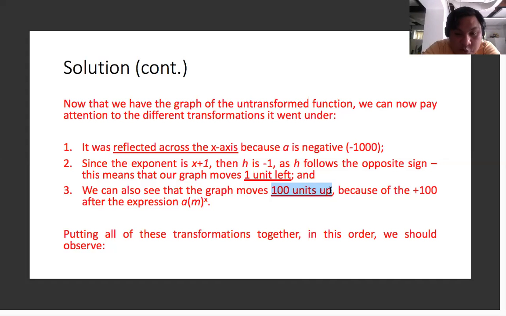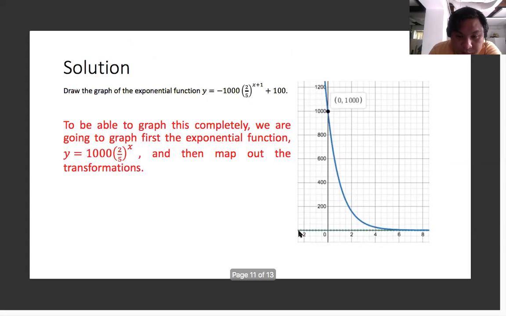Now, take note that vertical translations affect the behavior of your asymptotes. So your asymptote from y is equal to 0 would also move 100 units up. So from y is equal to 0, your new asymptote would be y is equal to 100.